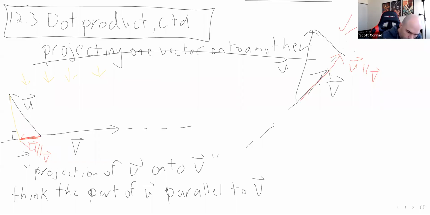No, so the part that makes a right angle with the ground is this piece right here, right? You can break U into the part parallel to V and the part orthogonal to V. The part which makes a right angle with the ground, this guy here, is not what we're looking at. We're looking at the red piece, the piece which is actually parallel to the ground, where the ground is what contains the line containing V.